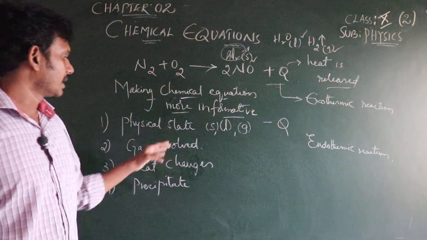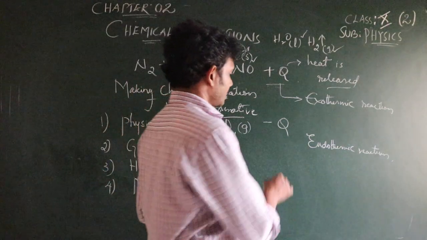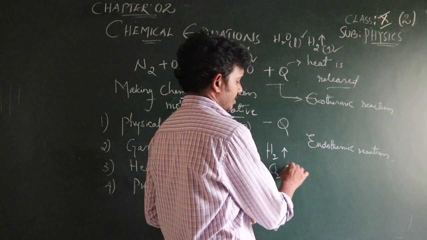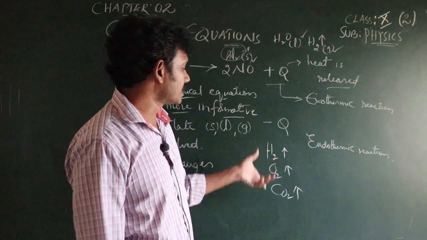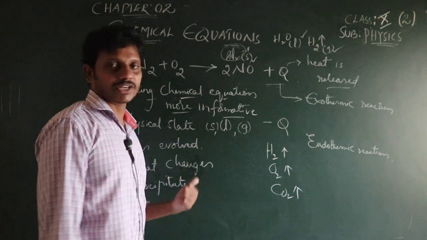And what is the other one? If any gas evolved, ఒకవేళ ఏమైనా గ్యాస్ అనేది రిలీజ్ అయితే, అది H2 గ్యాస్. So which gas is released? హైడ్రోజన్ గ్యాసా, లేకపోతే ఆక్సిజన్ గ్యాస్ is released, ఆ కార్బన్ డైఆక్సైడ్ గ్యాస్ is released. ఏ గ్యాస్ రిలీజ్ అయితే మనకు తెలుస్తూ ఉంటుంది. And other one, heat changes.